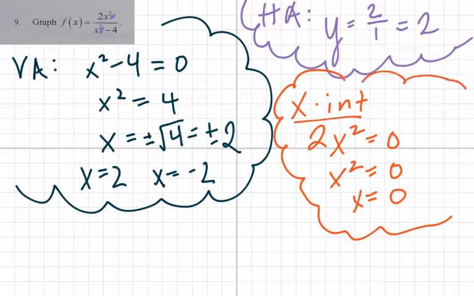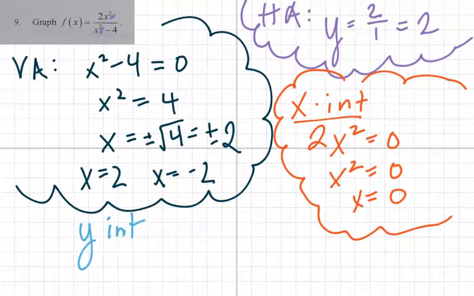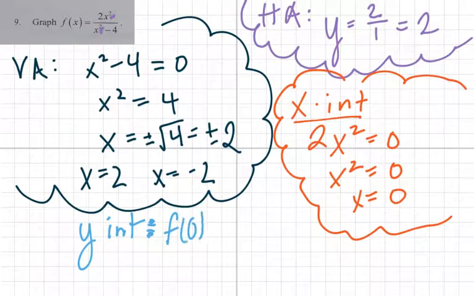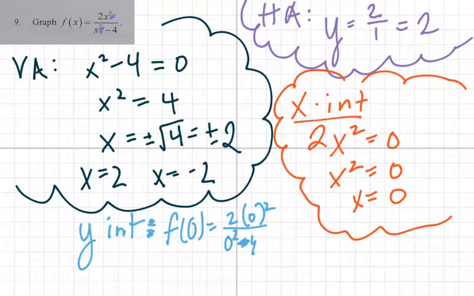For our y-intercept, we find f of 0, which is going to be 2 times 0 squared over 0 squared minus 4, which is going to be 0 over negative 4, which is just 0. So our x-intercept and y-intercept are at the origin. Okay, so we didn't get as many extra points on this one, so we're actually going to have to do kind of a lot of picking points in order to figure that out.